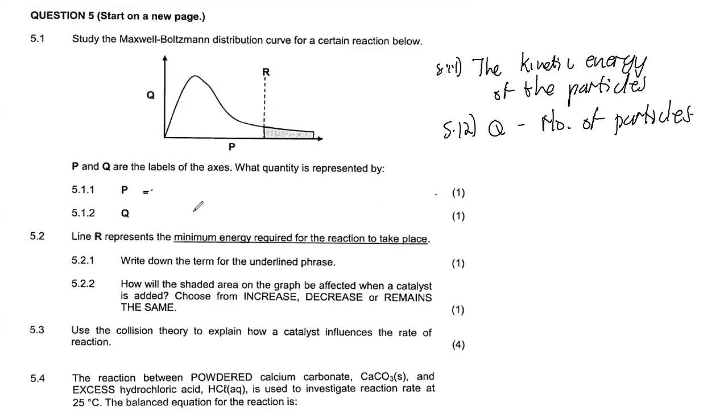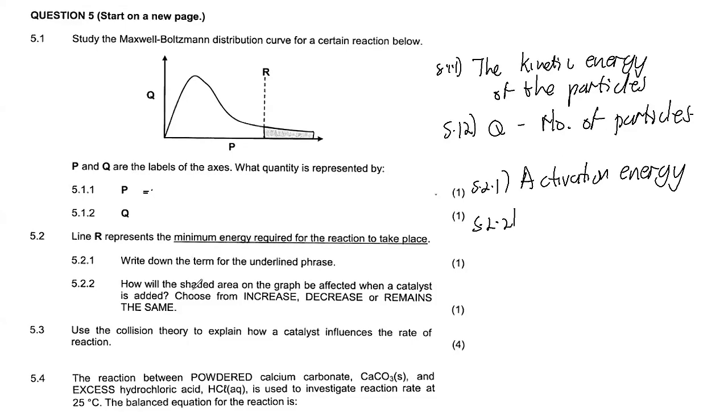Okay. And then 5.1.2 says line R represents the minimum energy required for the reaction to take place. Write down the term of the underlined phrase. Now we know the meaning of that phrase is the activation energy. So when we define activation energy, we normally say this is the minimum energy required for the reaction to take place. So that is activation energy.